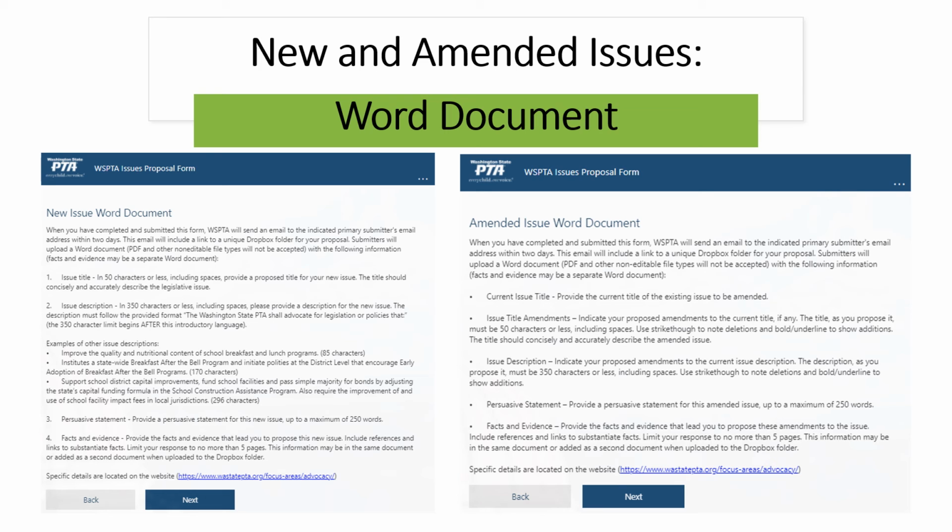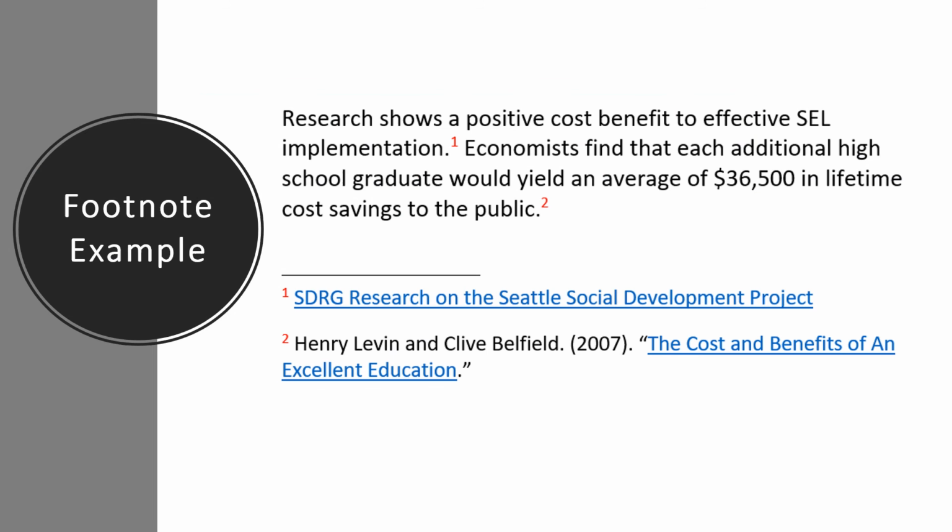You must also provide the facts and evidence that support your proposal. Include references and links to substantiate facts, but please limit your response to no more than 5 pages. Your Word document must be uploaded no later than June 1st. PDF and other non-editable file types will not be accepted. Properly citing your sources in your facts and evidence is incredibly important. Here is an example of how to properly cite your sources using footnotes. If you have any questions about how to cite your sources, please contact the Advocacy Director.